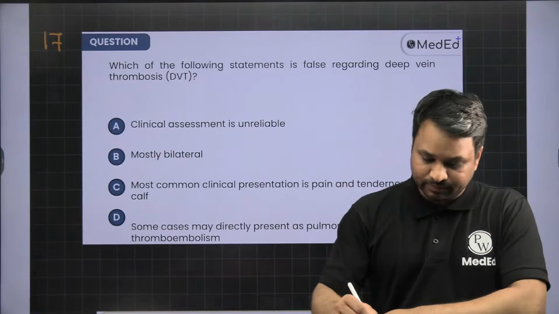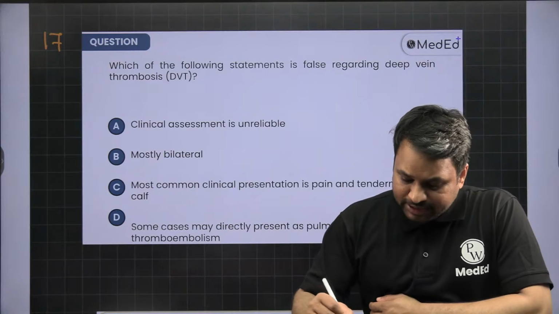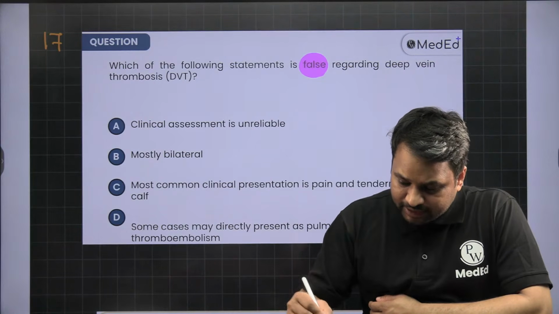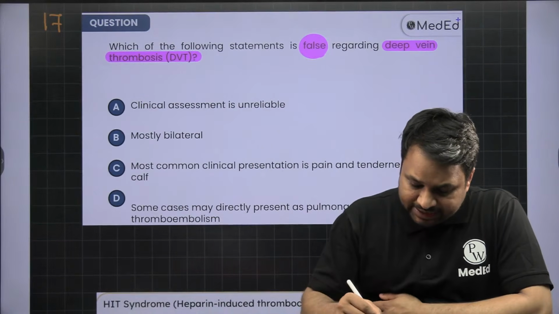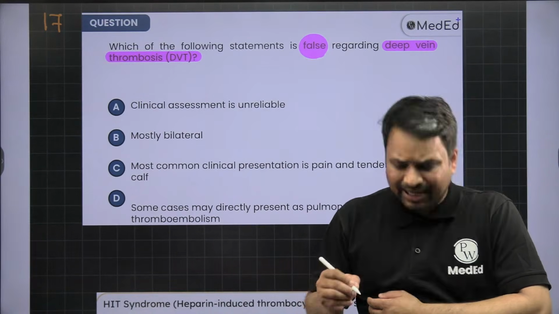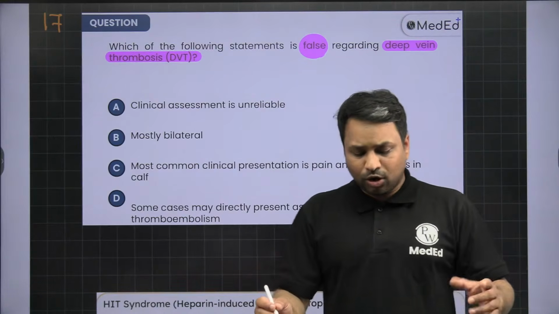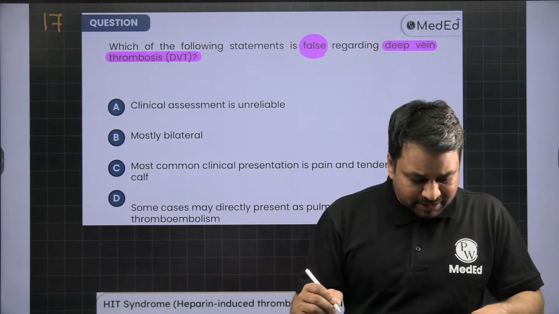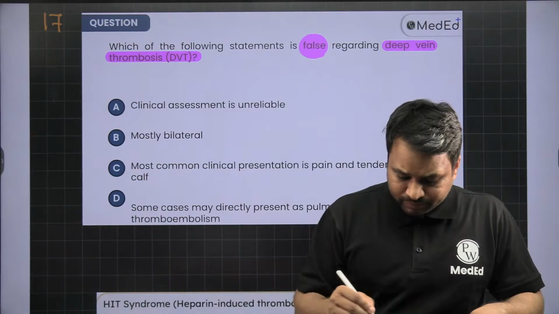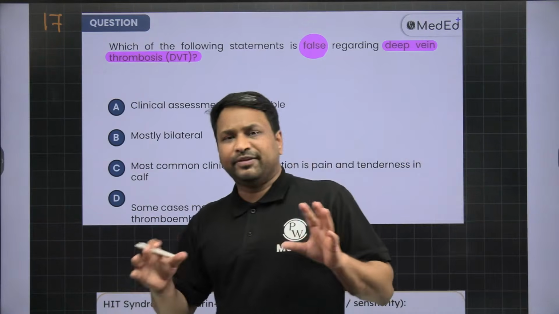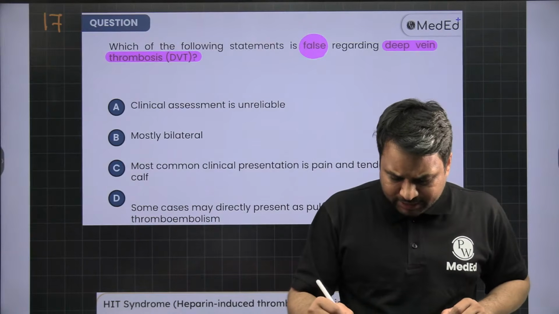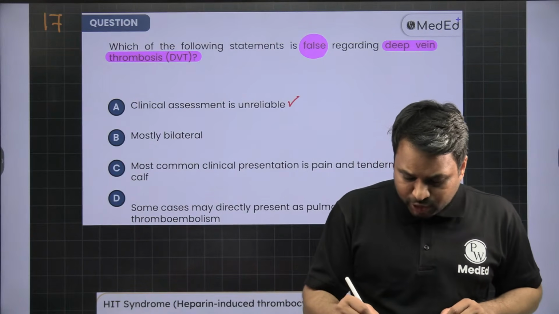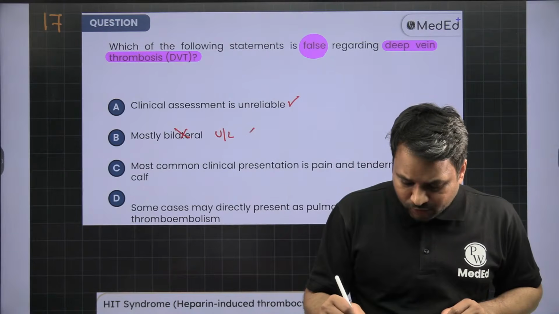Question number 17. In question number 17, which of the following statements is false regarding deep vein thrombosis, right? Now, DVT clinical assessment is going to be unreliable. See, clinical assessment is not always consistent with DVT. It always gives you probably, if and but in that context. We're looking for a false statement. So, clinical assessment is unreliable is true. It is mostly unilateral, not bilateral. So, this is a false statement.